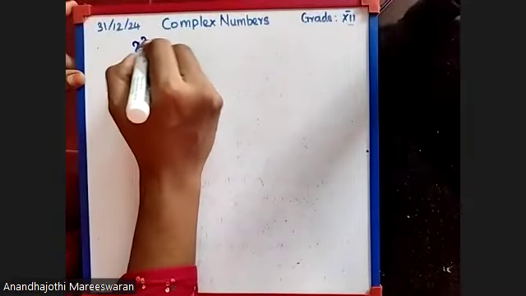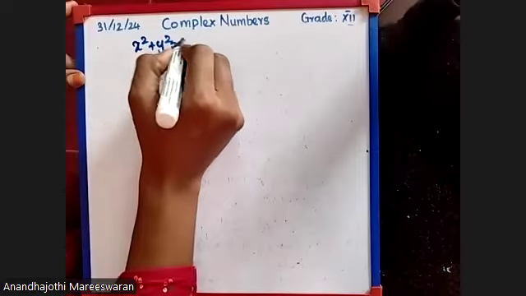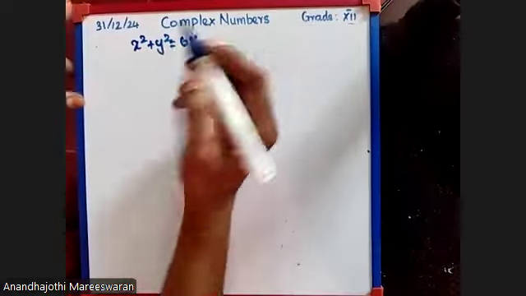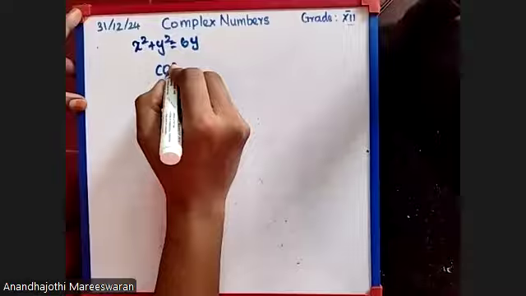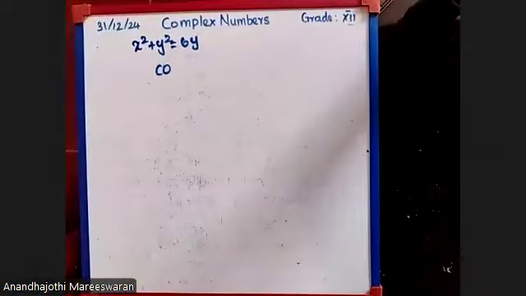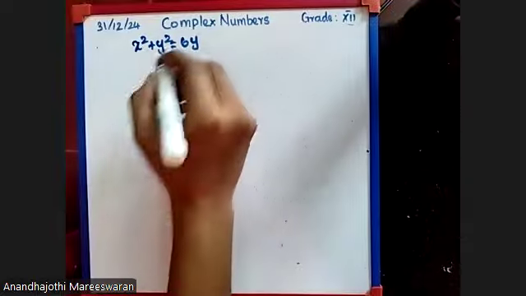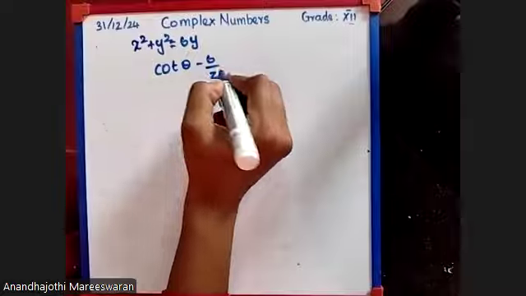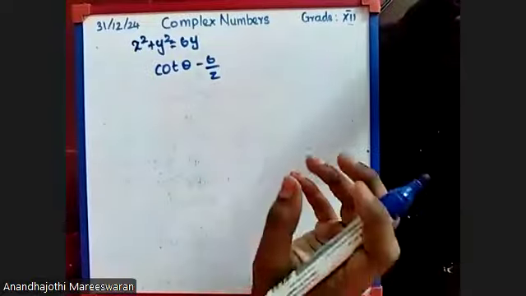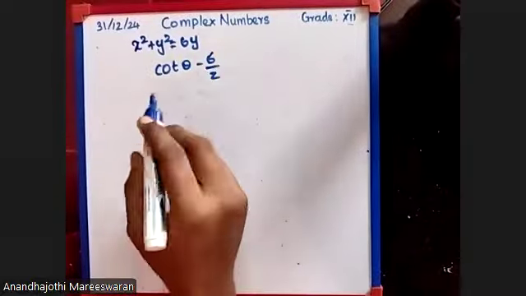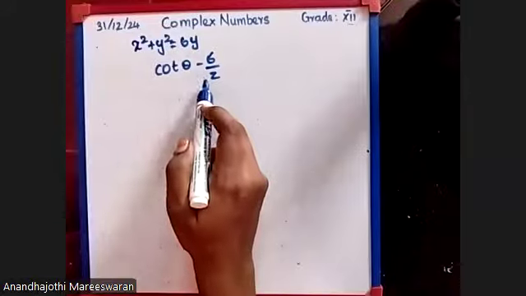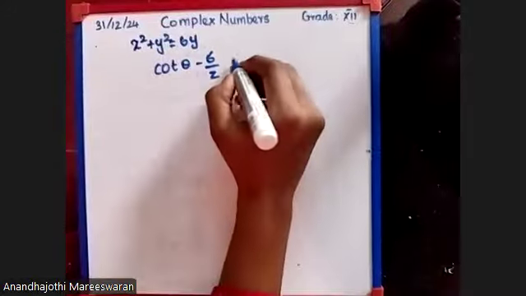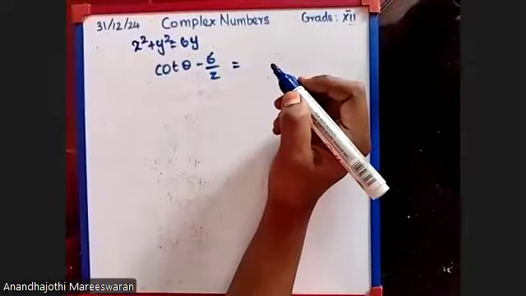So what we get, x squared plus y squared equals 6y, right? So what we are given in the question, so we have what we are going to prove here. We are going to prove that cot theta minus 6 by z equals i. So for that I am going to take just cot theta minus 6 by z, right? We already found the value for cot theta.